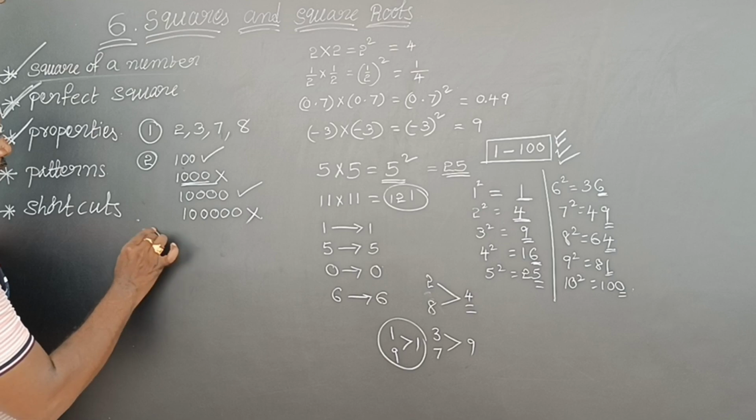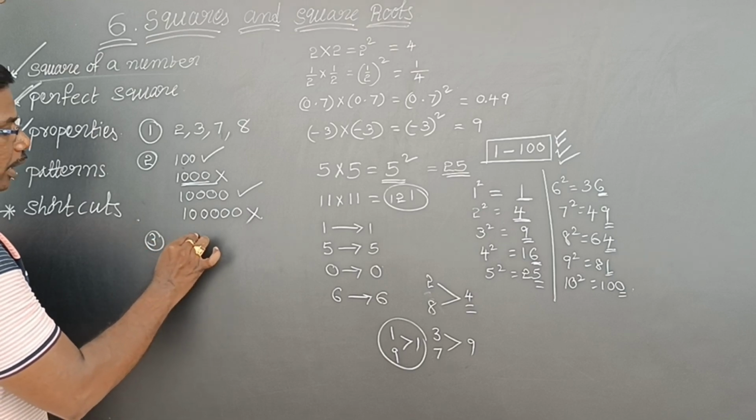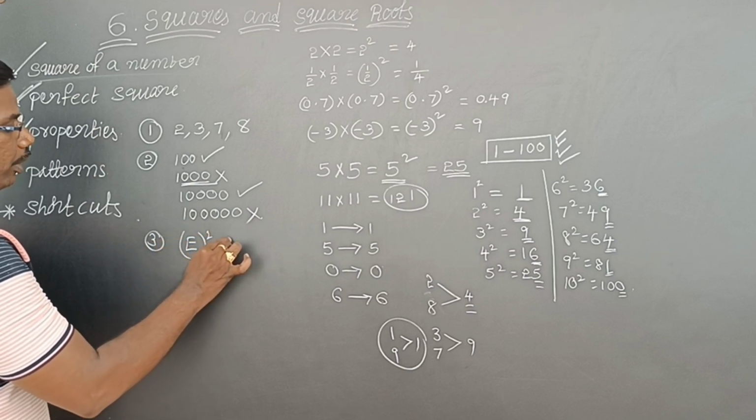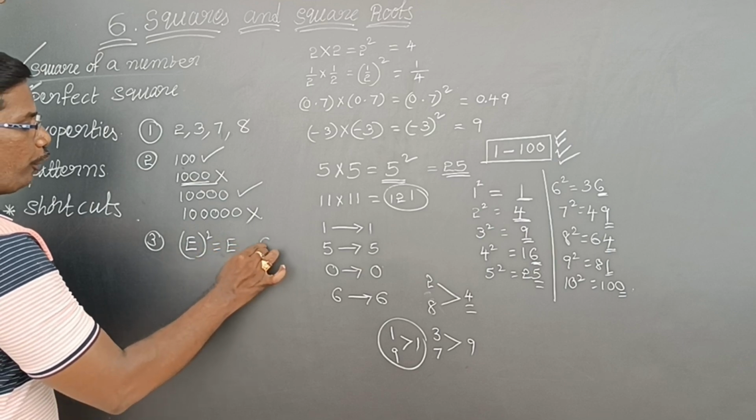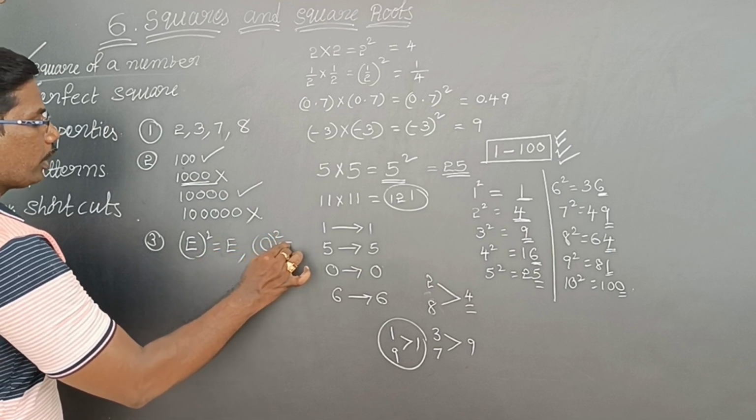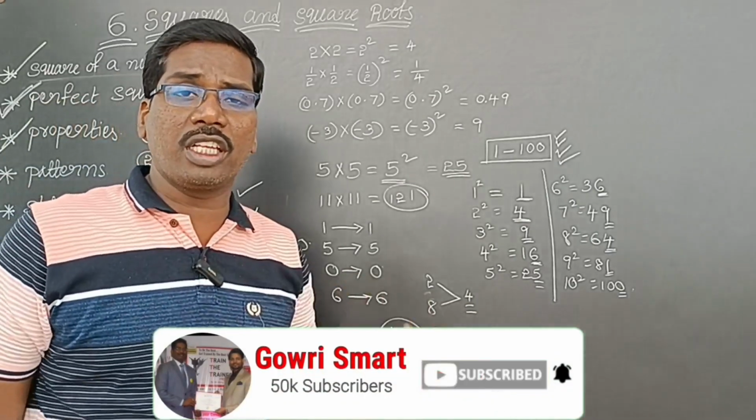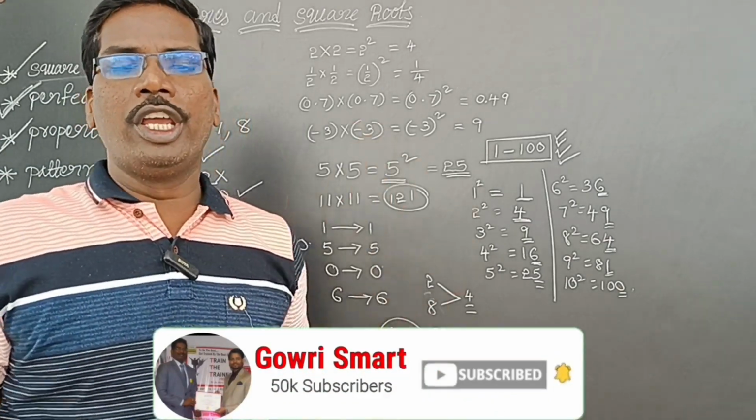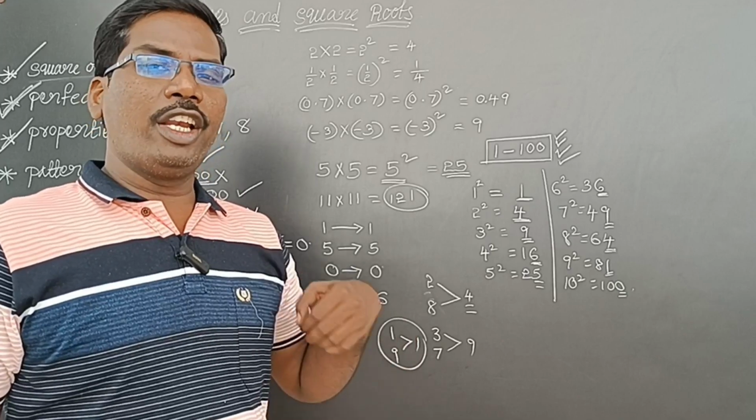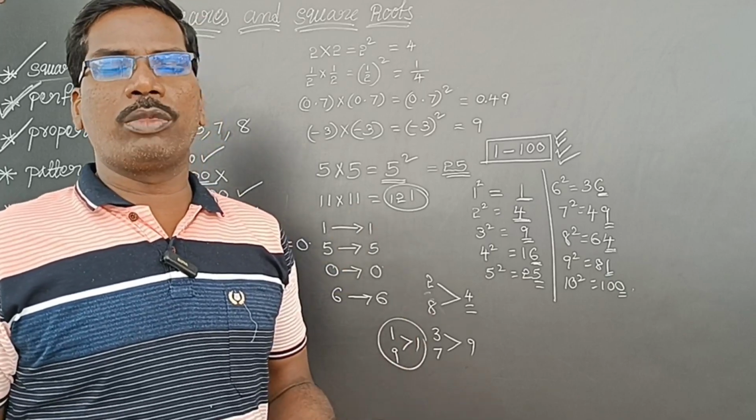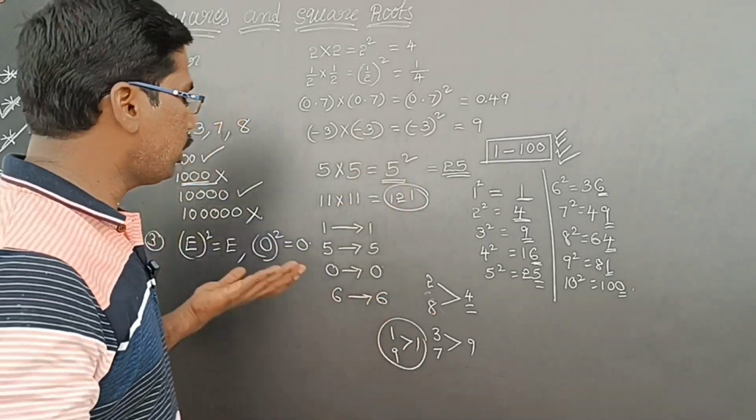And the third property is, if you make the square of any even number, you will get an even number. Or if you make the square of any odd number, you will get an odd number. So if you take an even number and make its square, it will definitely be even. If you take any odd number and make its square, then you will get an odd number only.